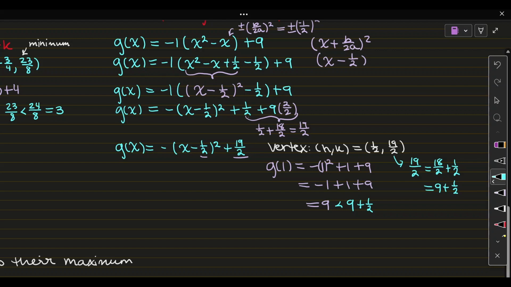So my vertex is greater than g of 1. So I'm looking at a situation where my vertex is greater than g of 1. So my parabola must look like this, and I must have a maximum. Okay, great.